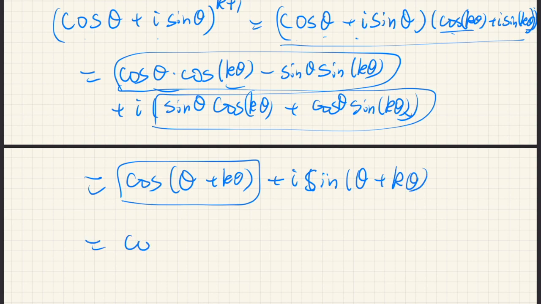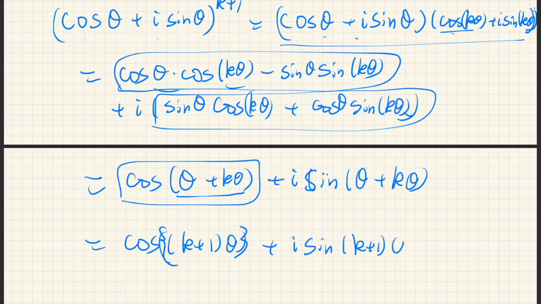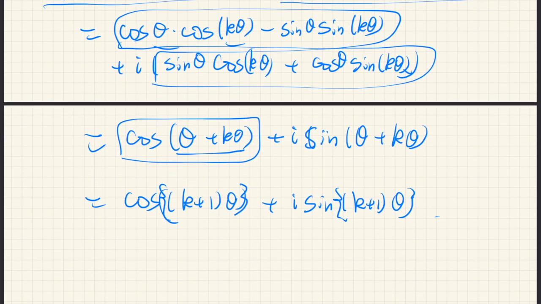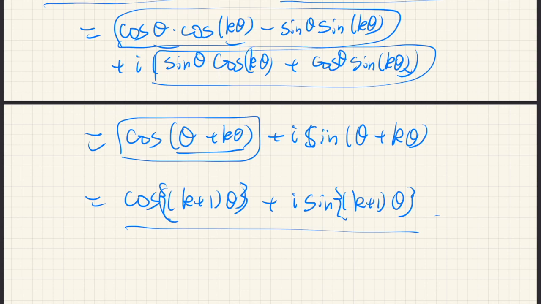But of course, we just factorize theta. We have cosine (k plus 1) theta plus i sine (k plus 1) theta. So this formula also holds for n equal to k plus 1. Therefore, by induction, we have proved the formula. We're done.